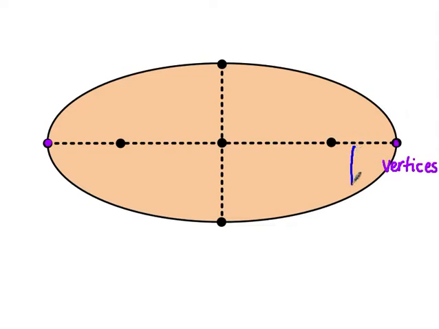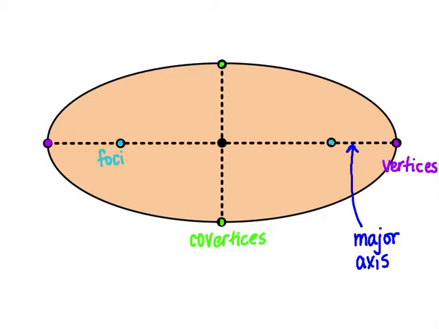What is this? The major axis. Good job. What are these? Foci. Nice job. What are these right here? The co-vertices. What is this? The minor axis. And the middle one is the center. Good job.